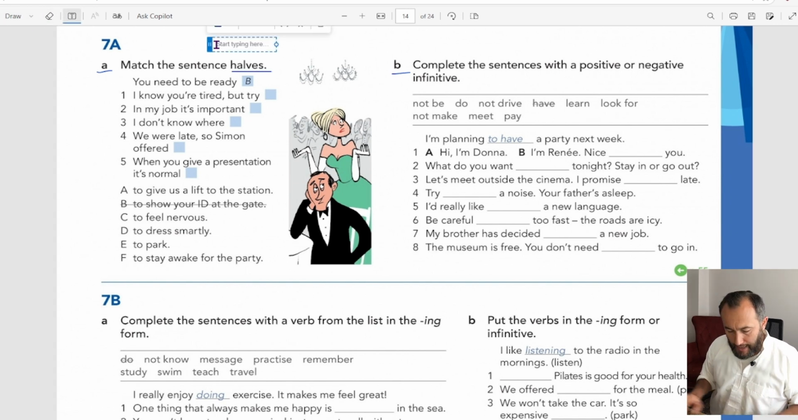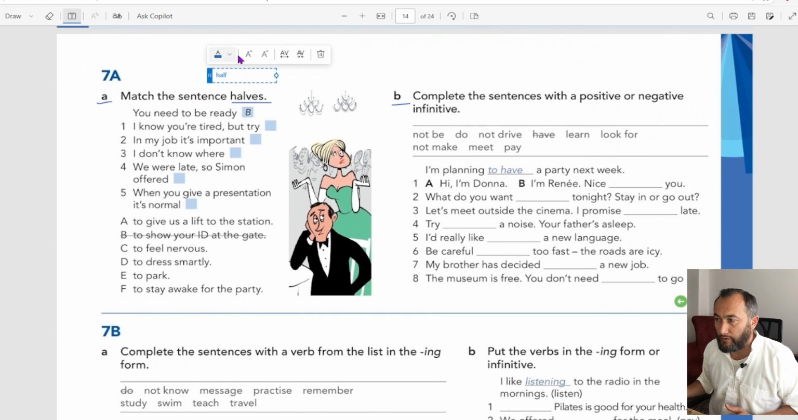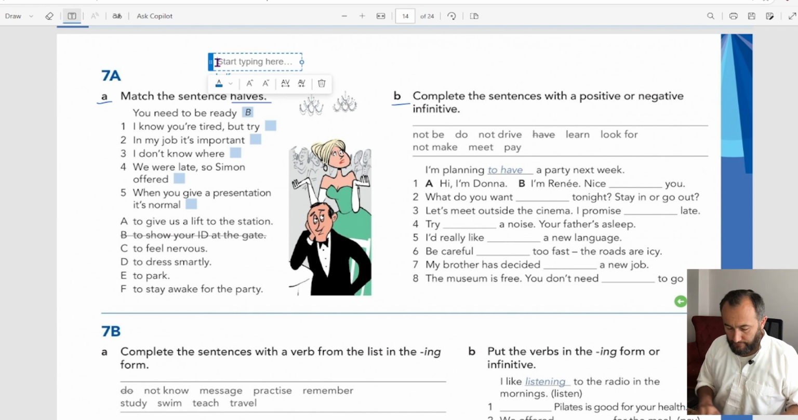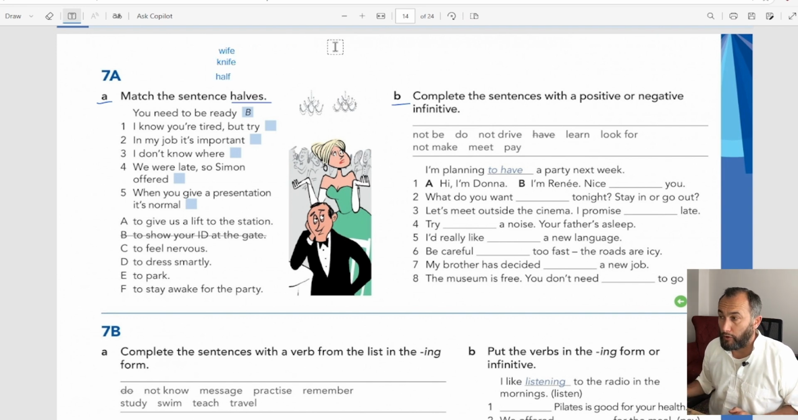Because when a noun ends with F or FE, like half, or like knife, for example, right? Knife or wife. You see? Oh, we got one more here, shelf, for example. See? So when a noun ends with F or FE, and you want to make plural from that, obviously we need to add S to make plural, but F we change to V letter.